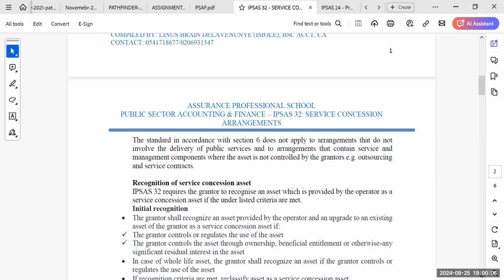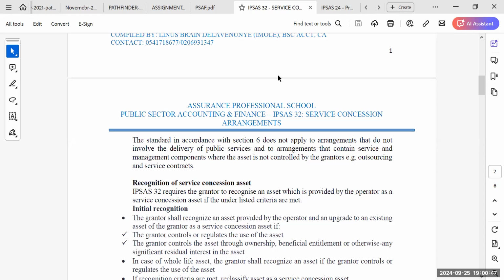So the grantor should only recognize an asset, which is a newly constructed asset or an existing asset of the operator, if the government controls that particular asset. When do we say you control the asset? You can direct how the asset should be used. The government can tell you the asset is to be given out only to students of Legon. No student of UPSA should occupy that place. No student of GIMPA should occupy that place. In that case, the government is telling the operator how that particular asset should be used.